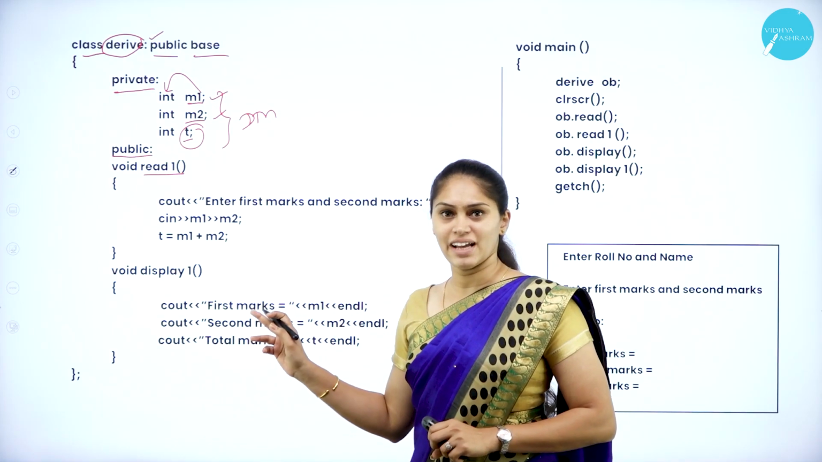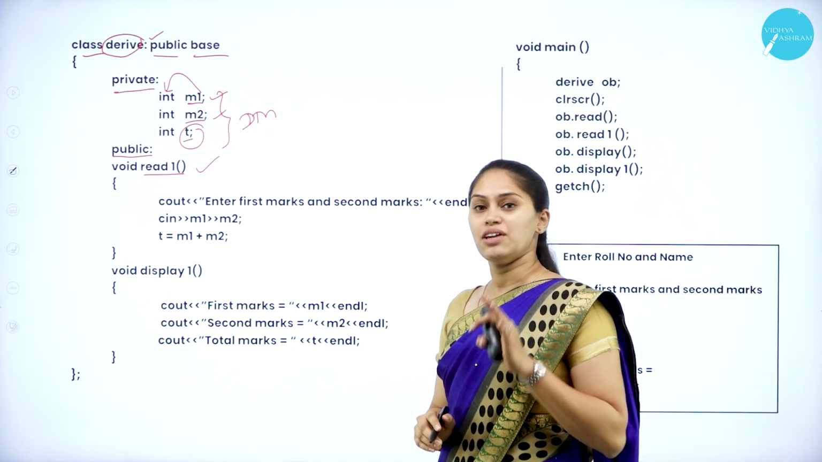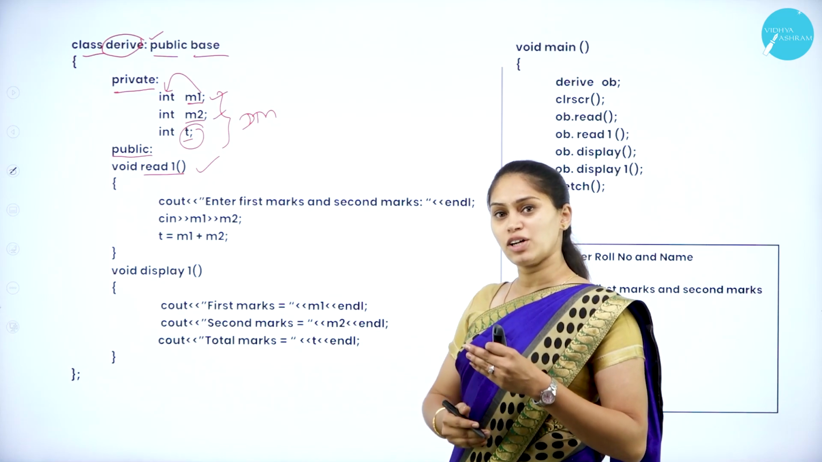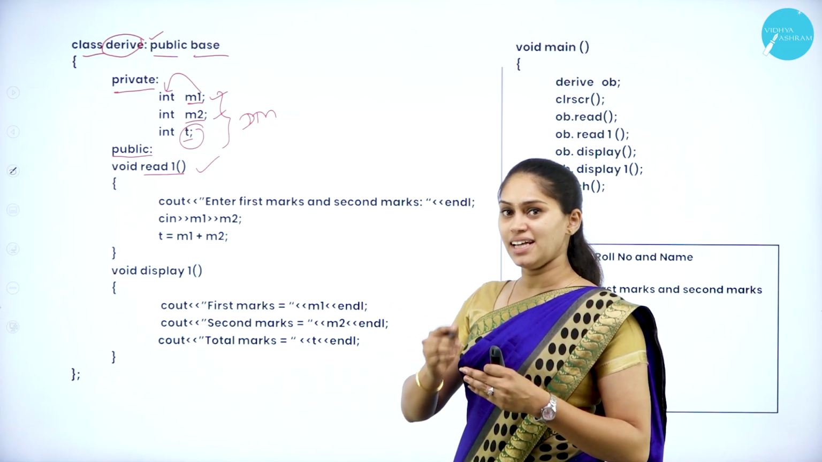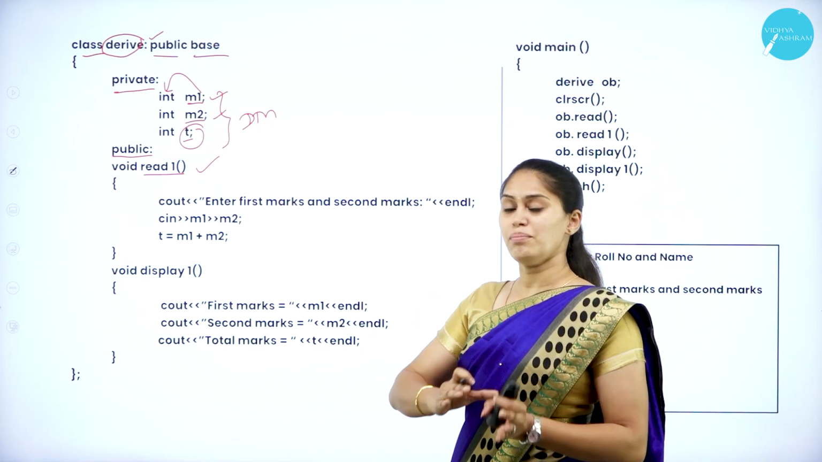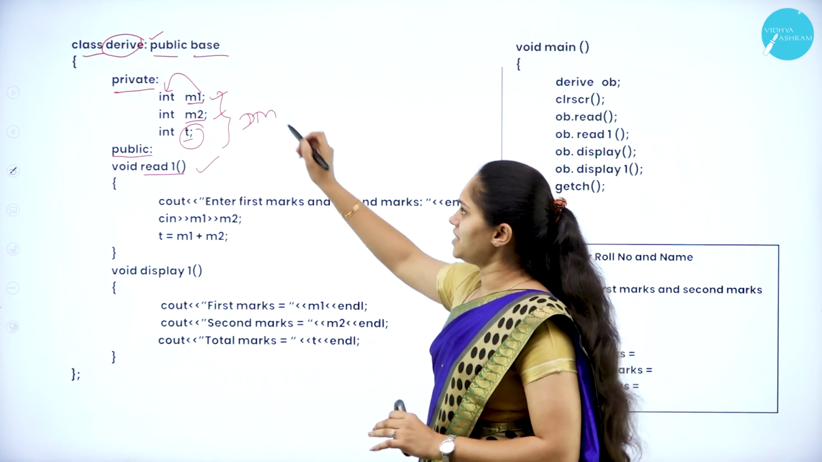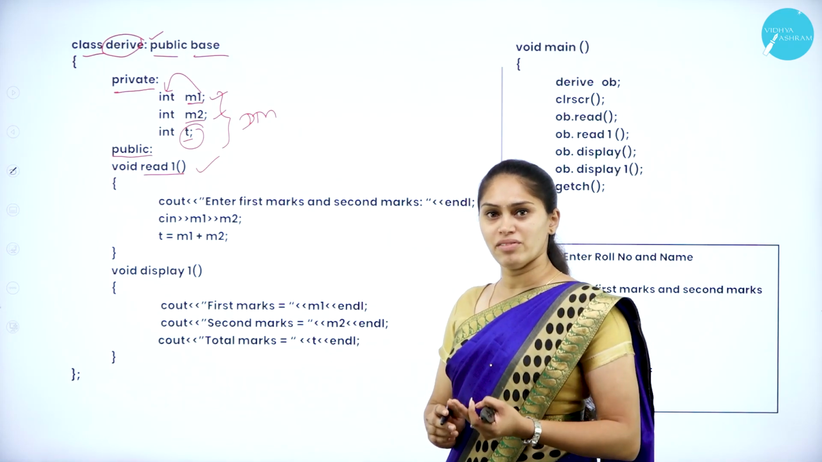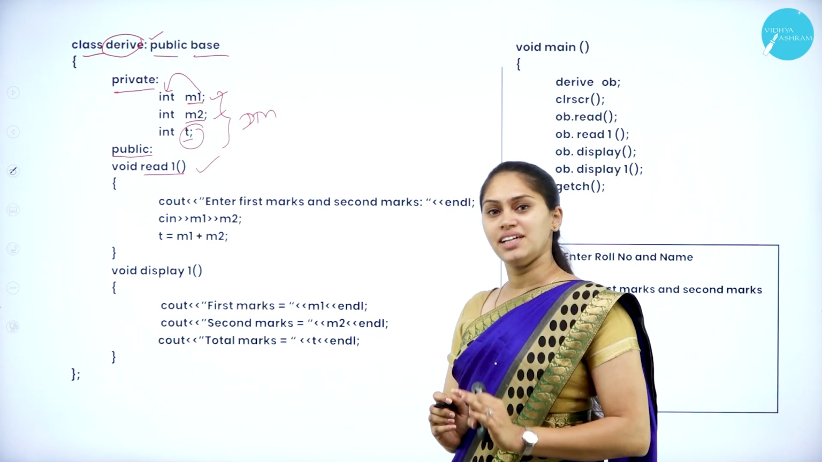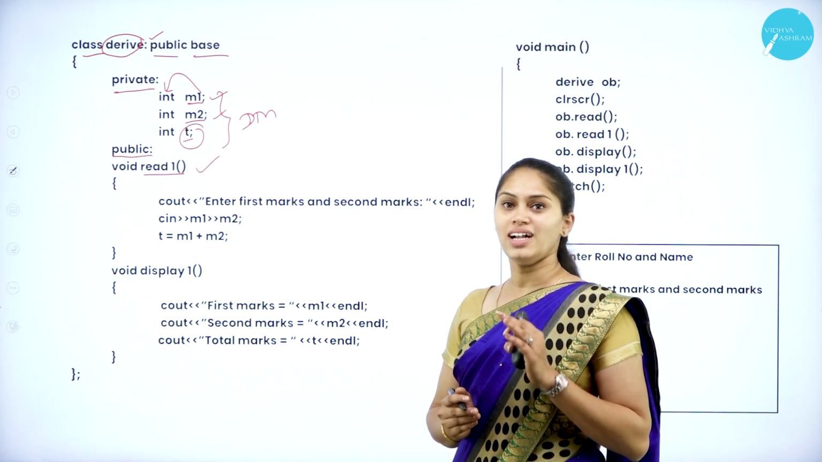Coming to the derived class, here I have a member function called read1. Since I am inheriting the features from the base class, I can also have the copy of that base class, that is read and display, copied to the derived class called derive. The derived class can also have its own member functions as well as data members. So I am taking read1 and display1 as the member functions of the class derive.